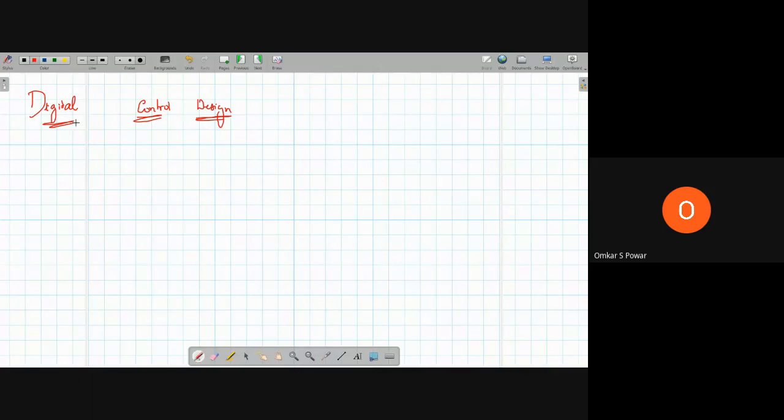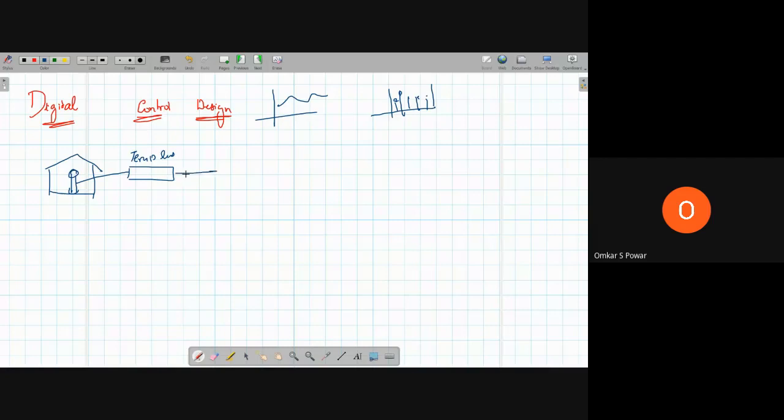Because the continuous domain looks nice to us, right? It's continuous, easy to analyze. But why are we doing this in the digital domain? What is the purpose? Let me explain with an example. You have your home here, and you monitor the temperature of the home. So you have your temperature sensor here, and the output of the temperature sensor will be analog in nature, or continuous in nature.